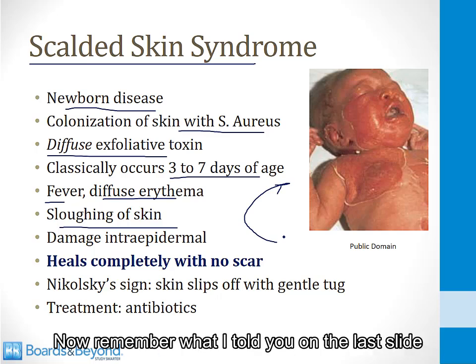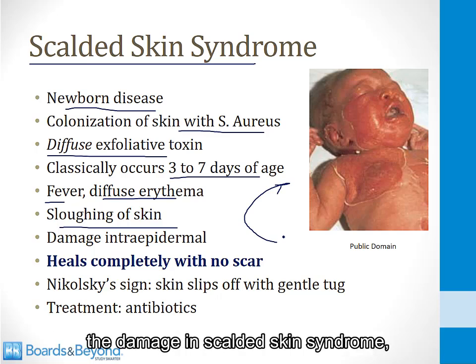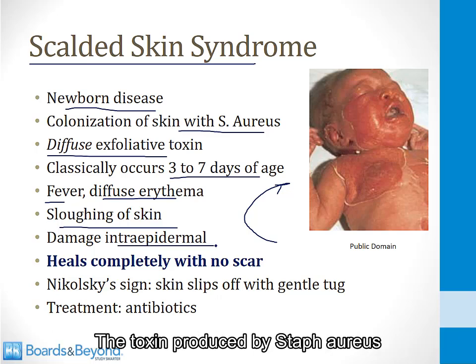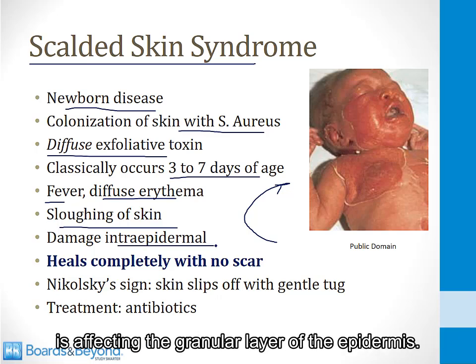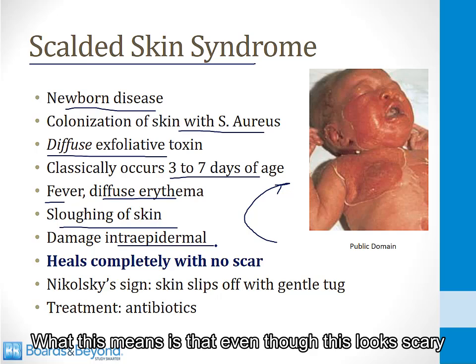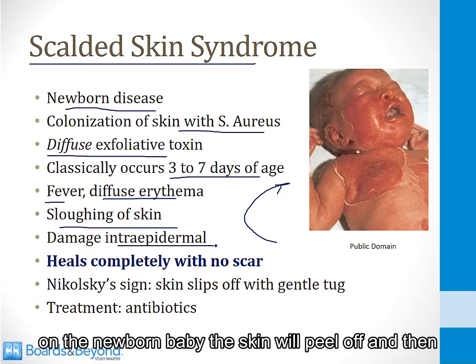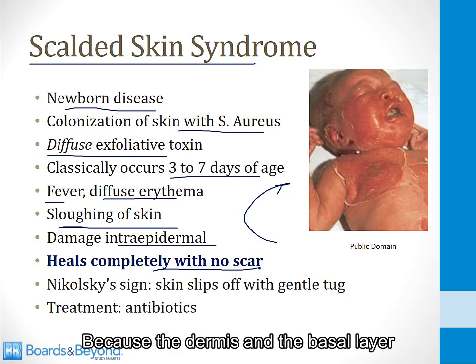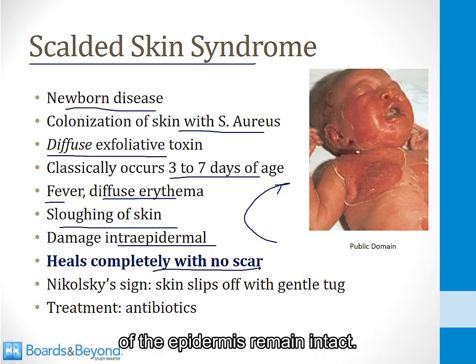Now remember what I told you on the last slide. The damage in scalded skin syndrome, just like the damage in bullous impetigo, is intraepidermal. The toxin produced by Staph aureus is affecting the granular layer of the epidermis. What this means is that even though this looks scary in a newborn baby, the skin will peel off and then it will heal completely with no scar because the dermis and the basal layer of the epidermis remain intact.